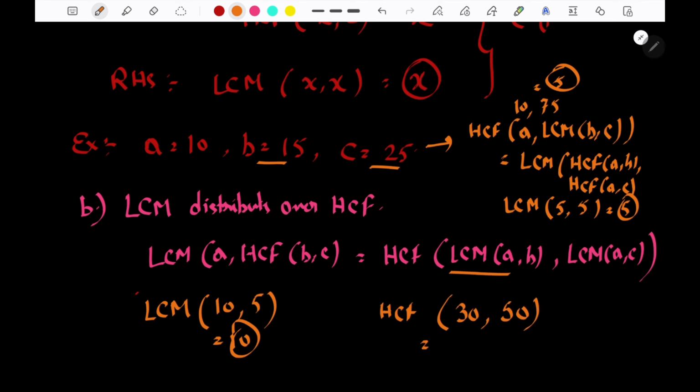So what is the HCF of 30 and 50? That is 10. Highest common factor that divides these two is 10. So proved. These two are equal. Done. That is what we wanted to prove, and this has been done.